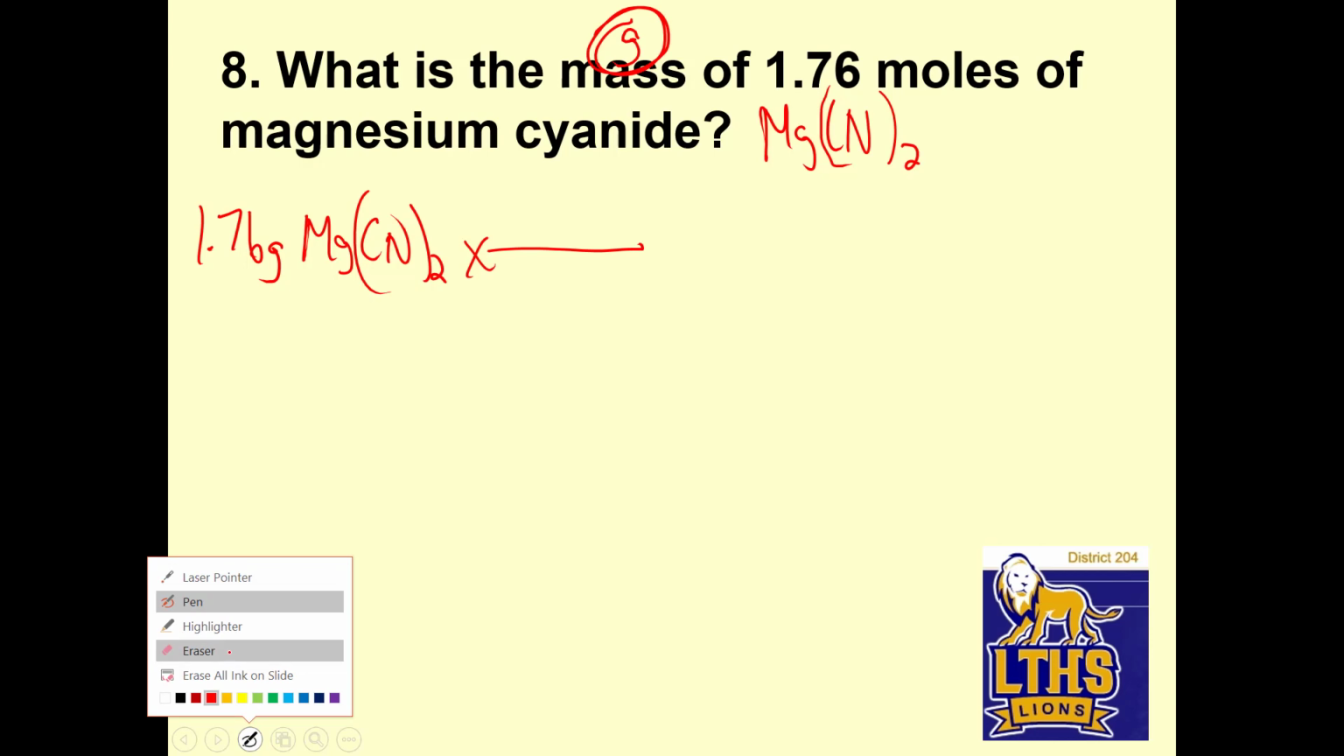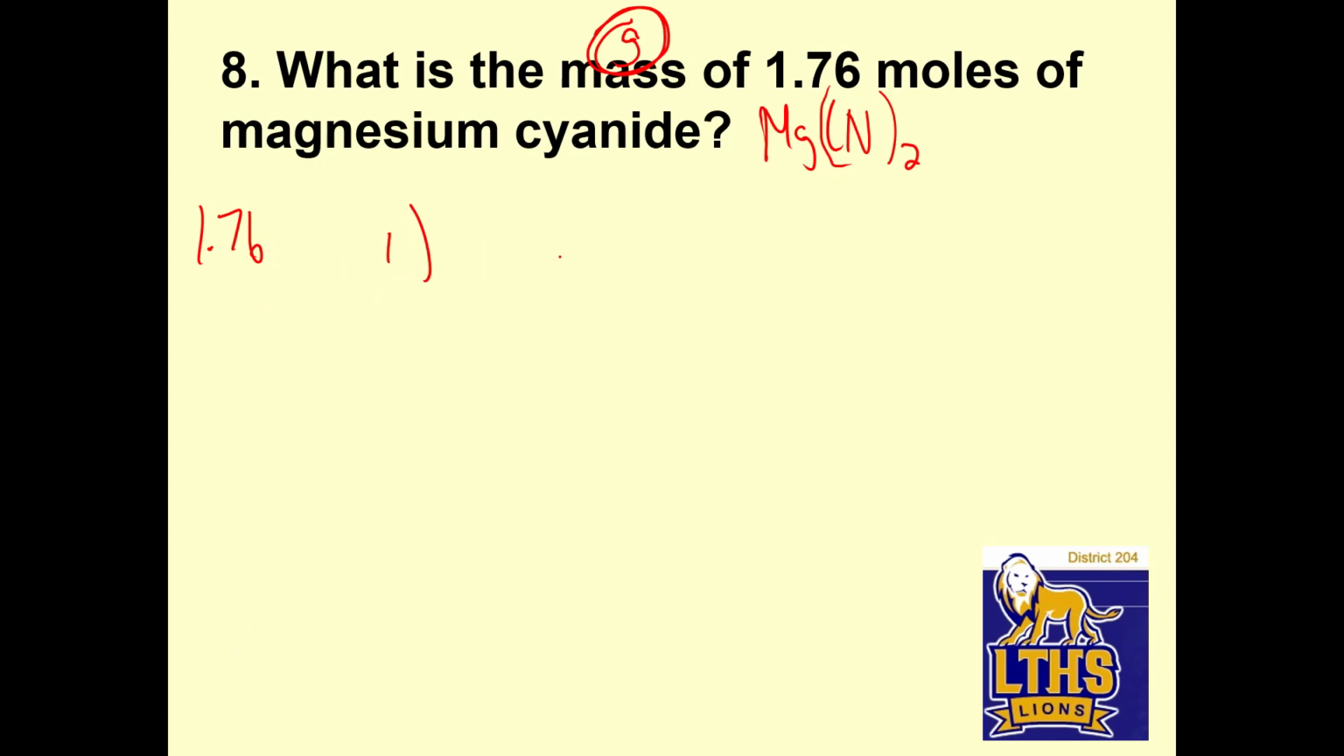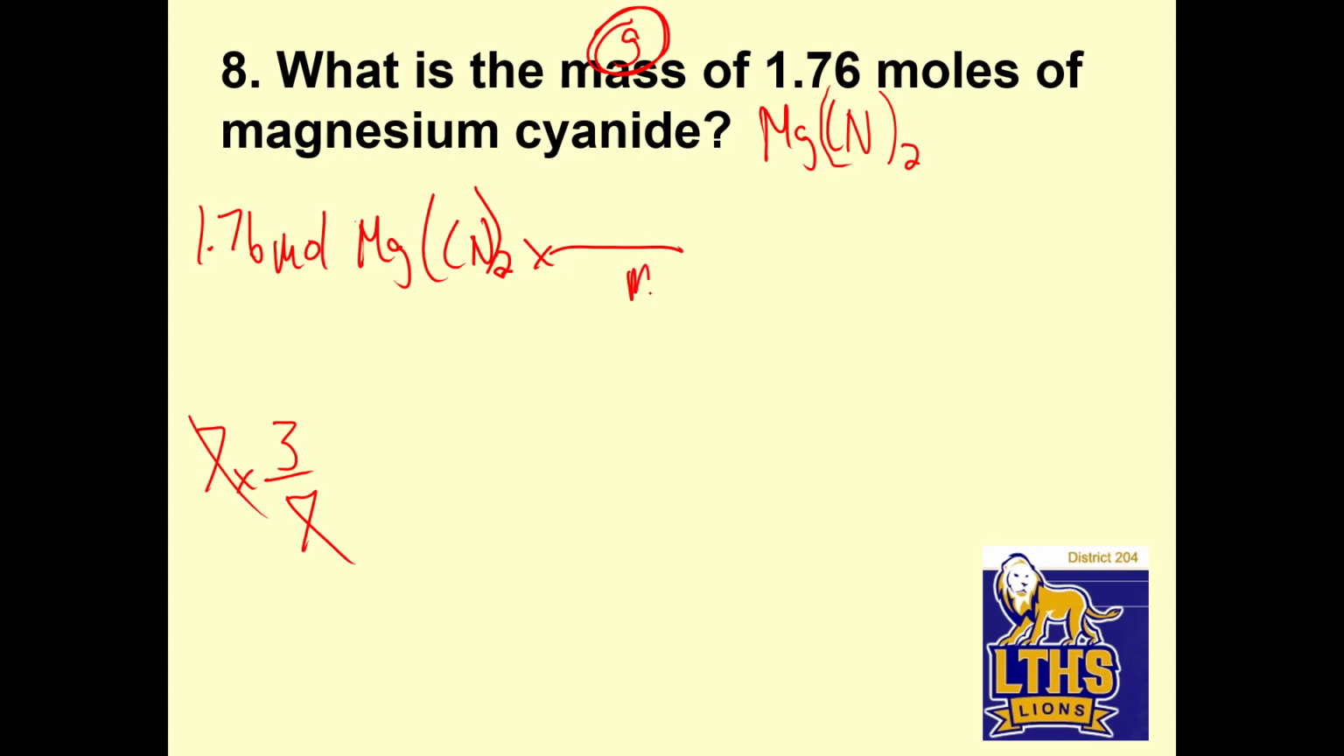I called that grams. I'm going to erase that and start all over again. You know what? It was my color that was the problem. 1.76 moles of Mg(CN) taken twice, times, now I want to cancel this. If I have 7 times 3 sevenths, I can cancel those sevenths. So I'm going to put the unit mole down here: moles of Mg(CN) taken twice.